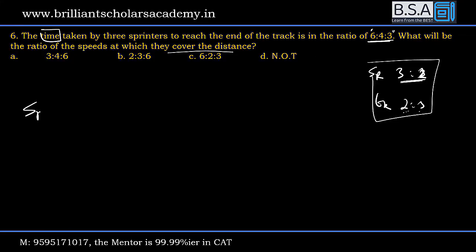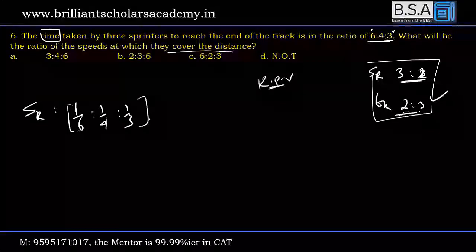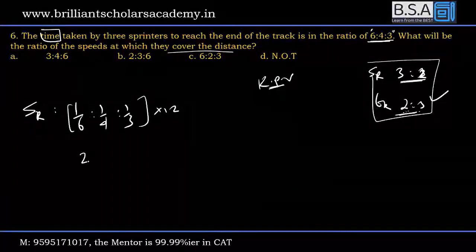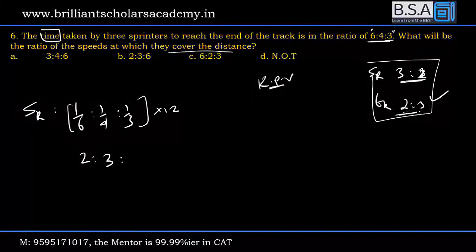Understand, the speed ratio will be 1/6, 1/4, 1/3. In ratio proportion variation, I have taught you how to deal with these. The inverse of 3 is 1, not in this. That is fine up to 2. You multiply by the LCM of denominators. LCM is 12. 12/2, 12/6, 2, 12/4, 3, 12/3, 4. Done.